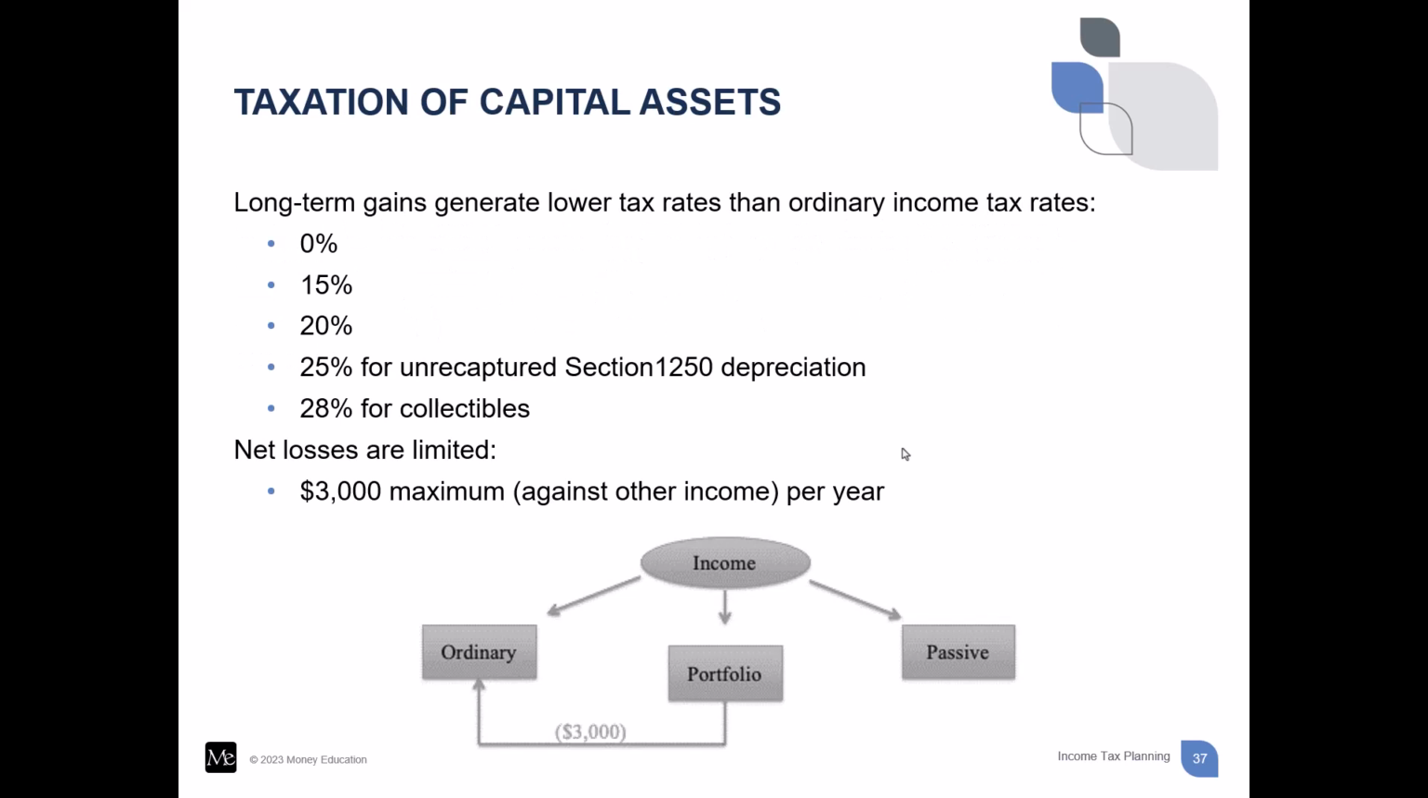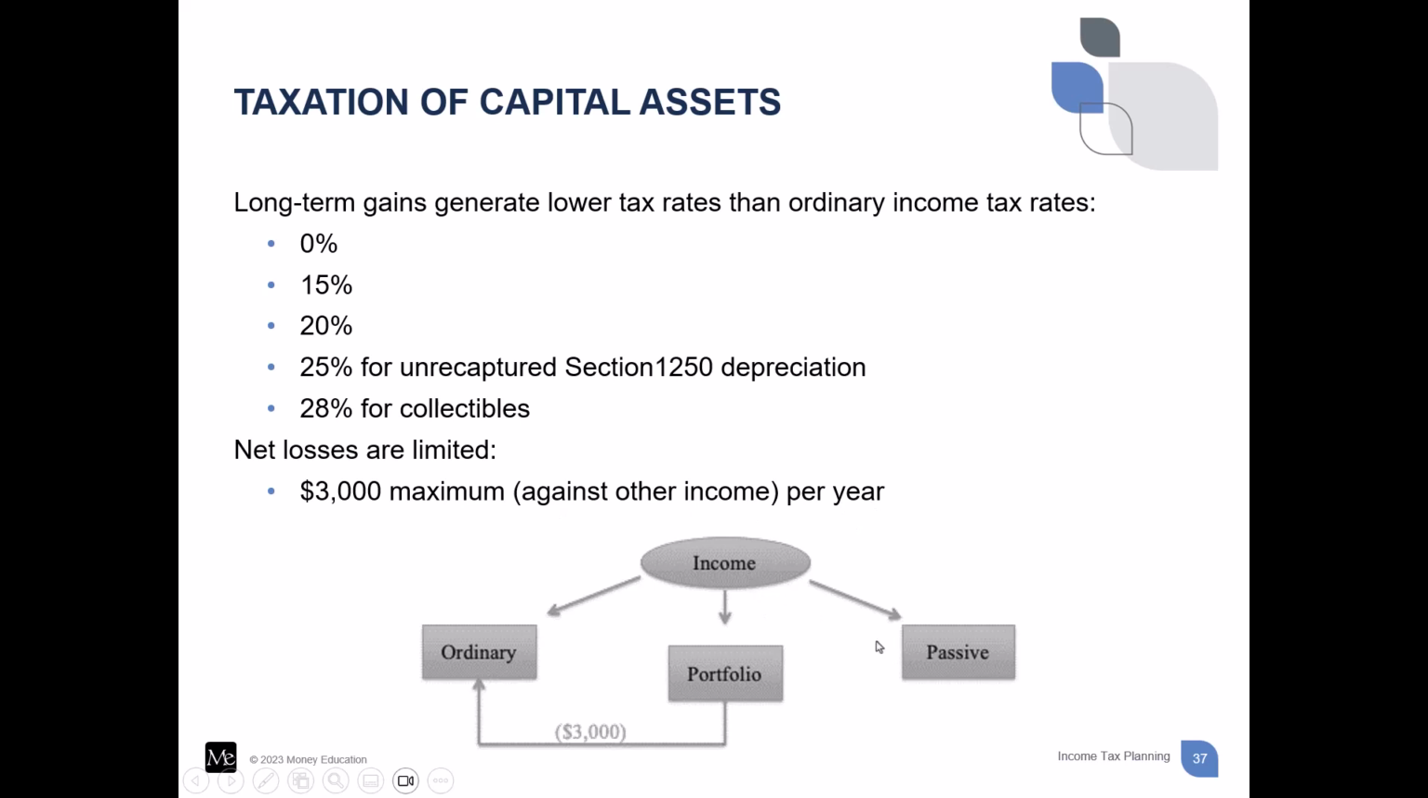About the taxation of capital assets. Long-term capital gains are taxed at a lower rate than ordinary tax rates. The rates are 0, 15, 20, 25 for unrecaptured Section 1250, and 28 for collectibles. Net losses, so net long-term capital losses, are limited to a 3,000 maximum against other income per year.